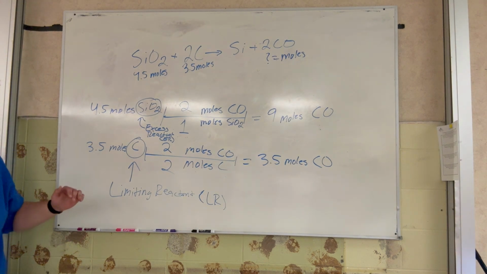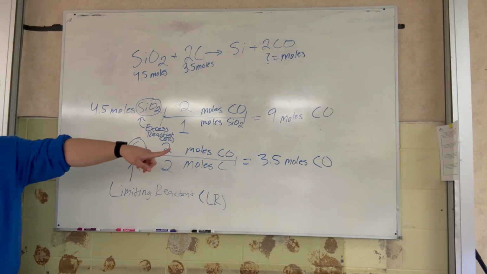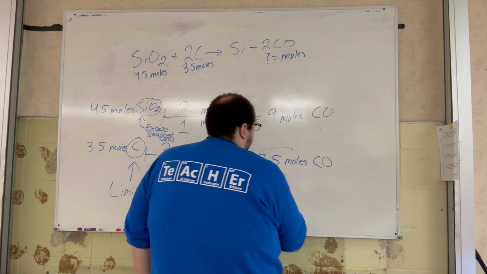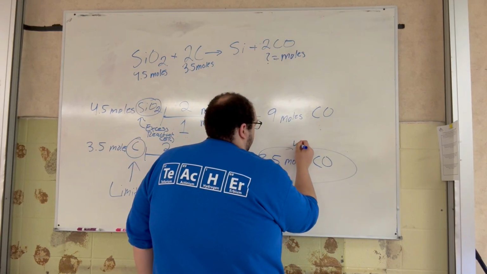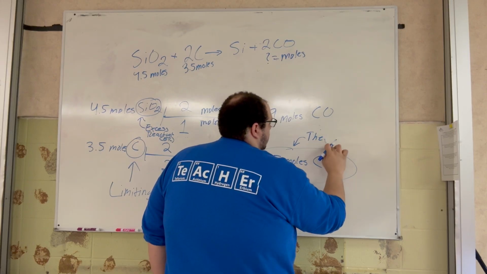What's the limiting reactant? This guy, right? It's the most you can get out. The limiting reactant is going to run out first. So when he runs out, how much stuff will you have made? 3.5. This is the theoretical yield. That you cannot abbreviate, sorry.